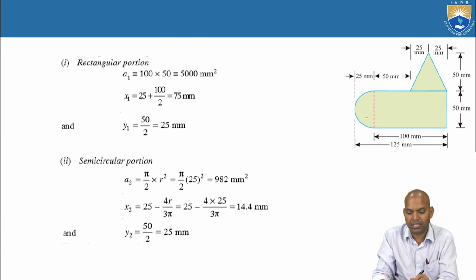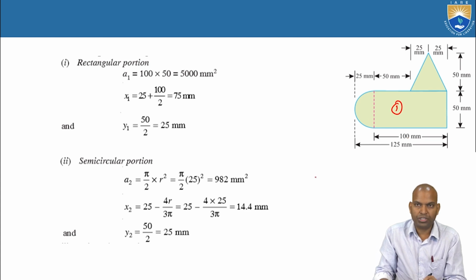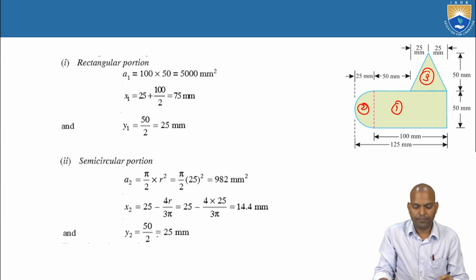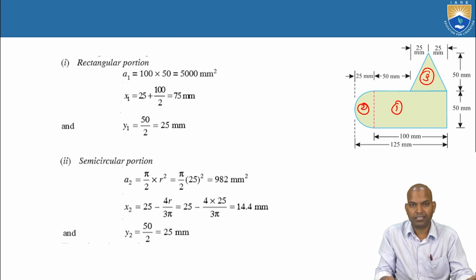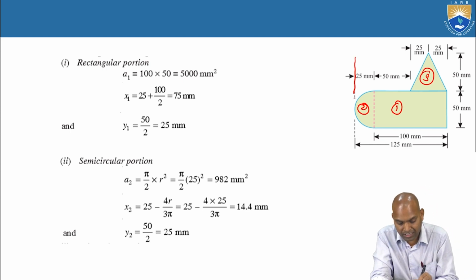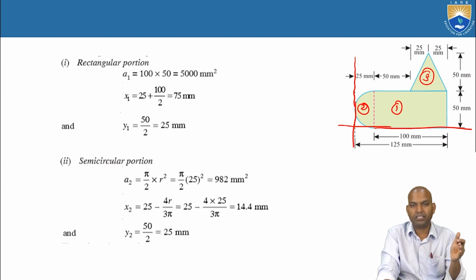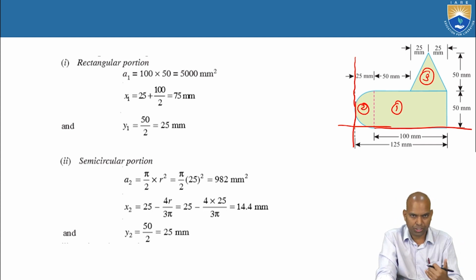Now you can go through it. There are three sections. Section 1 is the rectangular portion. Section 2 is the semi-elliptical, semicircular portion. Section 3 is the triangular portion. Find out A1, X1, Y1, A2, X2, Y2 from the reference axis. You have to consider the reference axis; they did not show it here. You have to take it as the reference axis. The extreme left is the vertical reference axis. The extreme bottom is the horizontal reference axis.